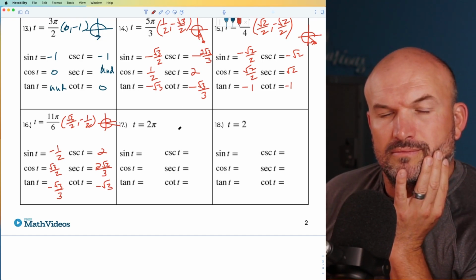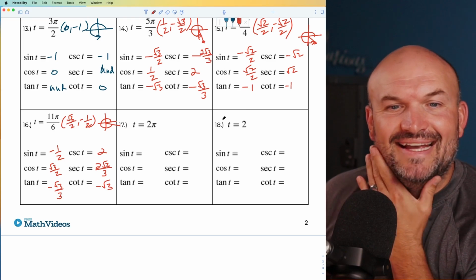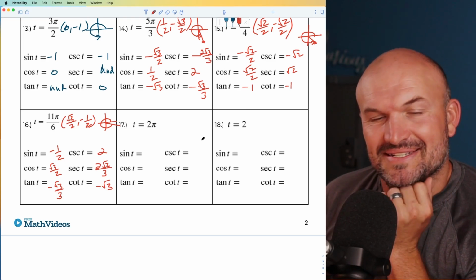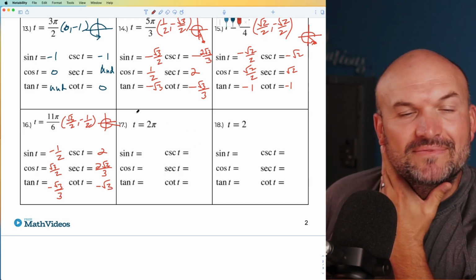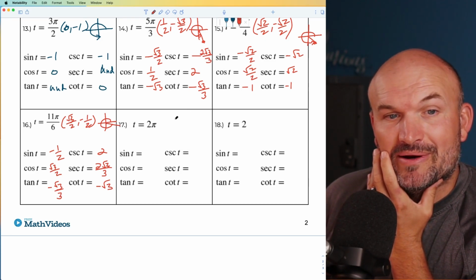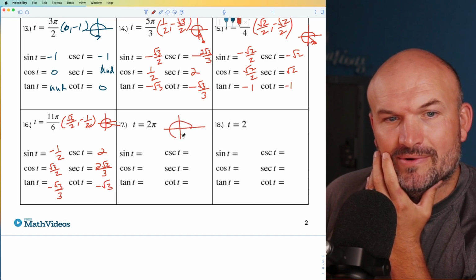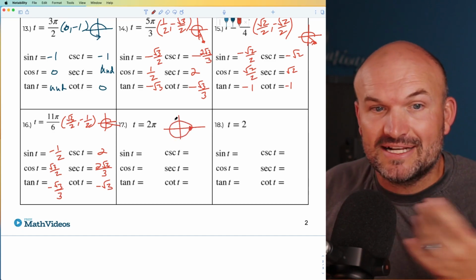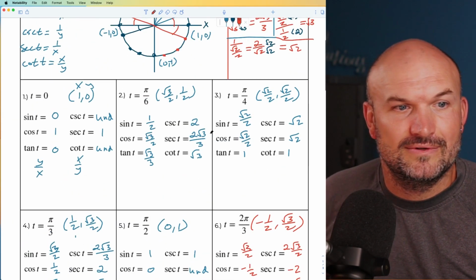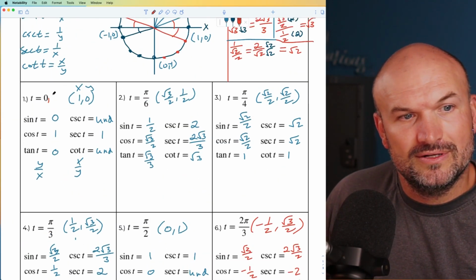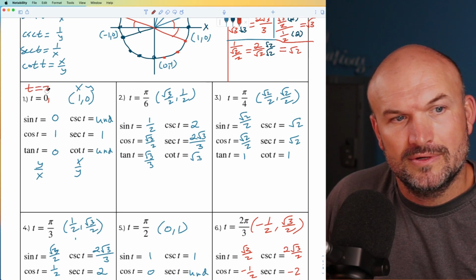Oh, I did 8 pi equals 2. Why would I do that? I don't know what I was thinking. Okay, so let's have 2 pi. Well, that's going to be all the way around the circle, right? So if we go all the way around the circle, ladies and gentlemen, we are back to where we started. So 2 pi is going to be the exact same thing as 0. So t is equal to 2 pi.